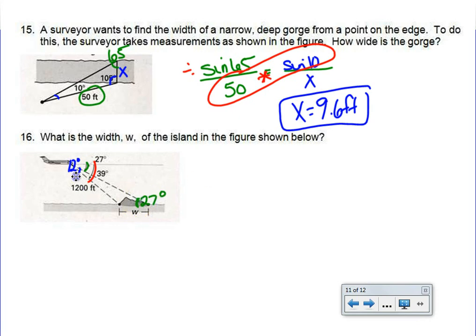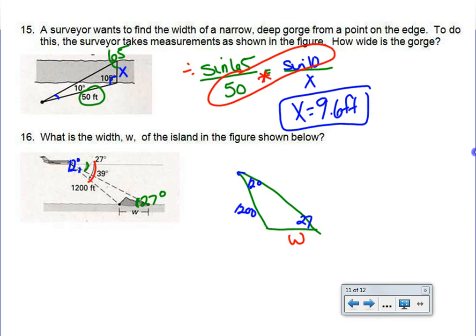Yes. Now what bothers me about this picture is we have a very skewed triangle. It's very obtuse. So I'm going to redraw it and make it a little less exaggerated. Oh, that's ugly. But pretend. So this is the W down here. This is 27 degrees at this corner. This is 12 degrees up in this corner. And then the only other thing they told me was it was 1,200 feet from the plane down to the first edge of the island.